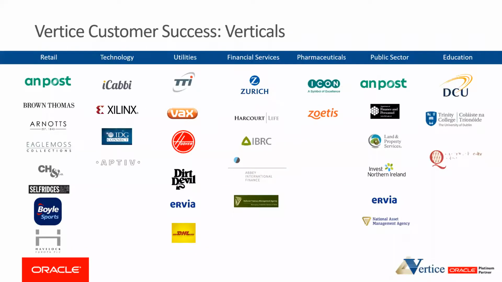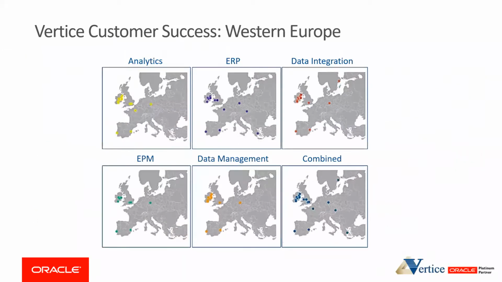Just to wrap it up then, just a bit of generic customer success within Vertees. Here's some of the verticals that we have provided services across. So not just specific to retail, we've also done work in technology, utilities, right the way through to the education sector. This is our spread across Western Europe. I'm hoping to be able to update this slide in the coming weeks with more customer success and Oracle reference cases from analytics, ERP, data integration, EPM, data management, and everything combined.